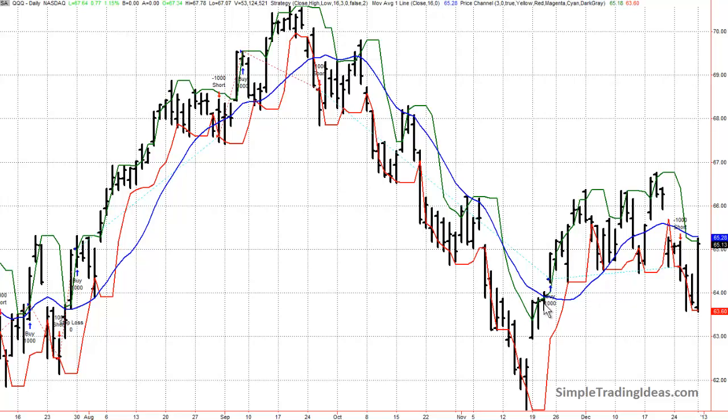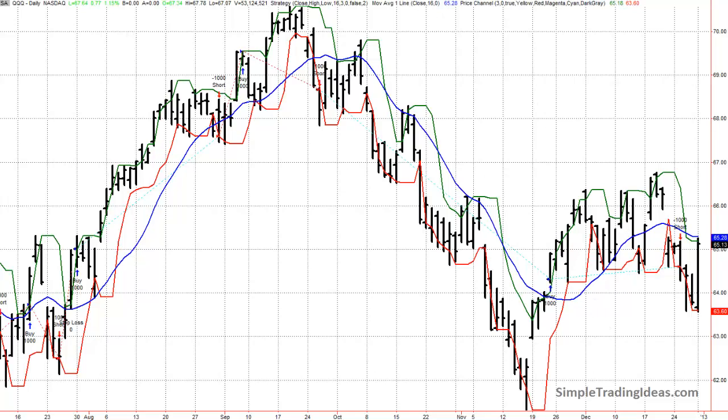Now you see down here what happens is we have right here a close that's above the moving average, and we're also, this is the highest high in the last 3 bars. So next we buy, and we go along, and then we're below our moving average again.